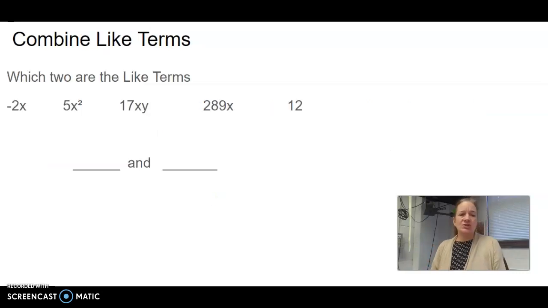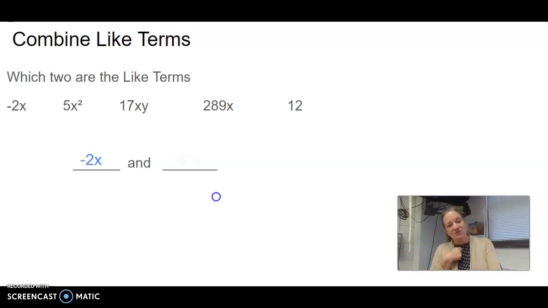Okay? So which two are like terms? I've got negative 2x and 5x squared. Those are not like. They have the same variable, but they do not have the same exponent, so I cannot say that they're like. I have negative 2x and 17xy. Well, they both have an x, but they both don't have a y. So they have the same exponent, right? There's a ninja number 1 at the top, but they don't have the same variable, so it can't be that one. Negative 2x and 289x. They both have the same variable, and they both have the same exponent, so I wonder if that's the right one. And then 12. 12 doesn't go with anything. There's no exponent on it, so it doesn't match anything in the line.